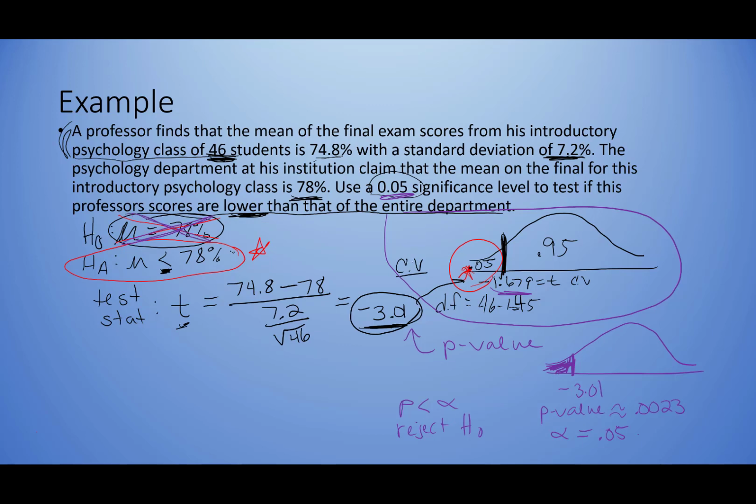So it doesn't matter which method you use, whether you do critical value or the p-value method, you'll come to the same conclusion with either of those methods. It just becomes a matter of what your preference is, or what you're asked to do for each particular problem.